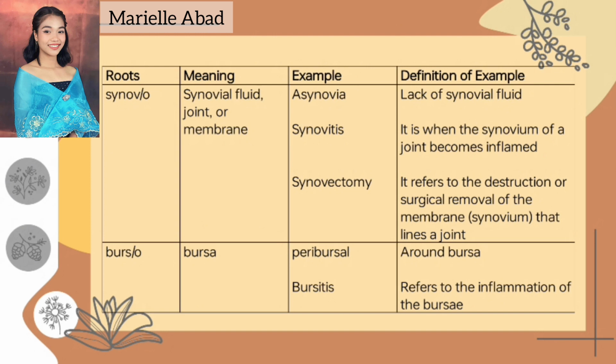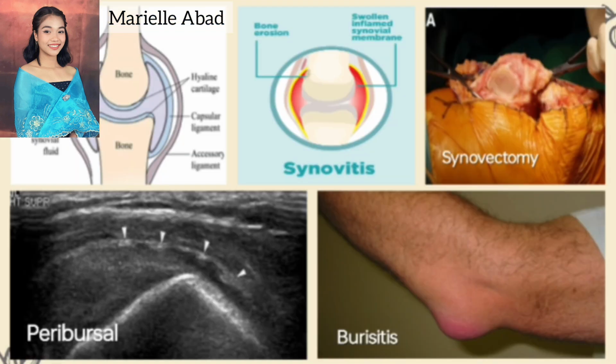So there are three examples of disease of bursa or disease causing bursa. Number one, we have bursitis. There is a suffix here, itis, which means inflammation. So the inflammation of the bursa.